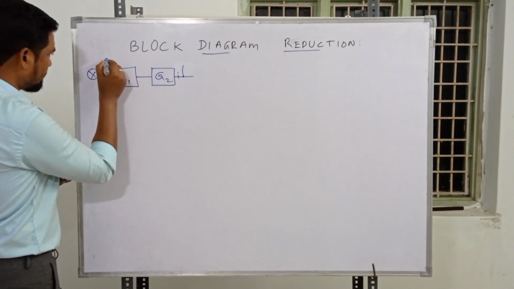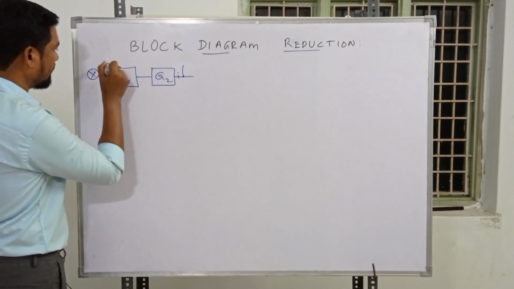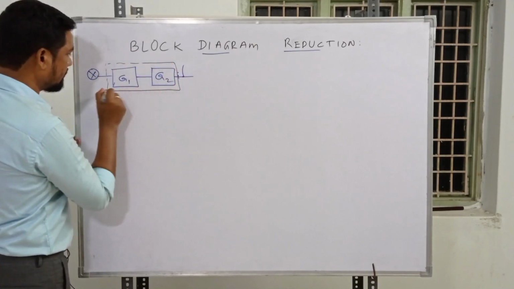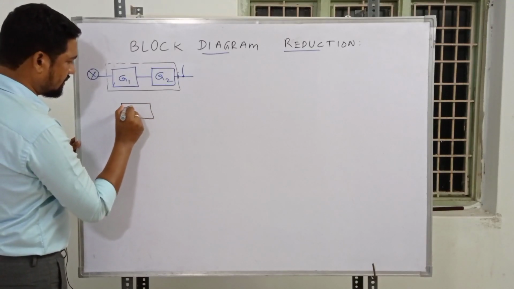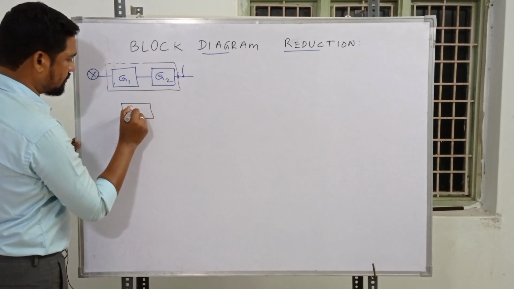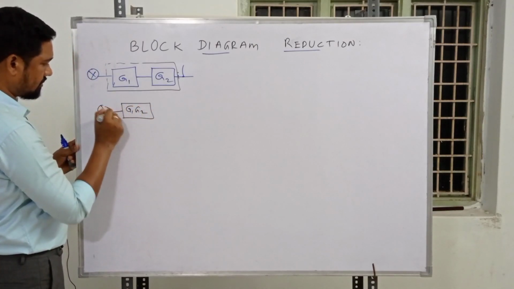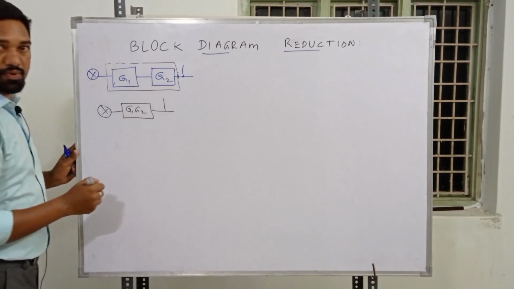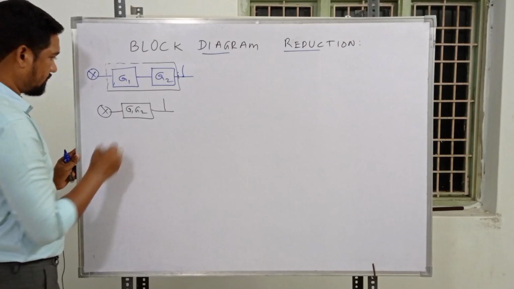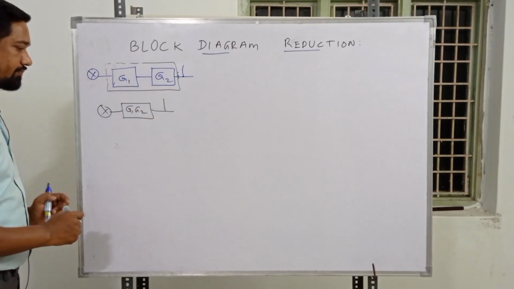So from this point to this point, we can make it into a single block. That's a reduction: G1 and G2 are multiplied with each other, G1 G2. We have this element over this side and this element over this side as it is. One of the basic reduction rules: these two are in cascade and can be made into one block.